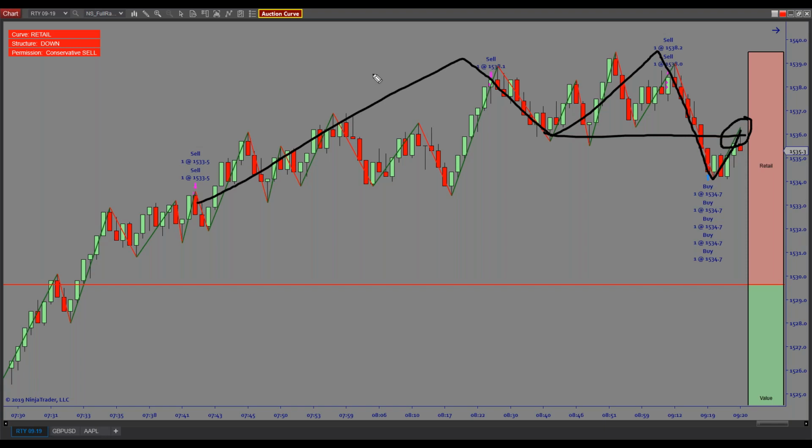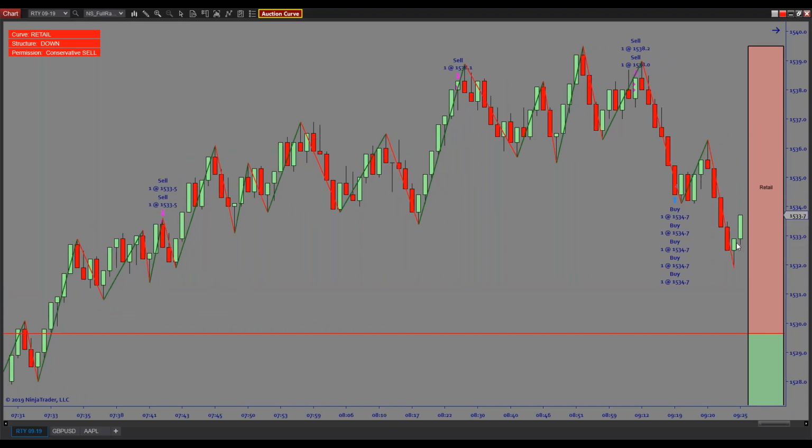Instead of entering here and here and here, the confirmation traders that are comfortable waiting, and they may miss the trade, they may not, had the opportunity to still take the same profit out of the trade, just waiting for confirmation.